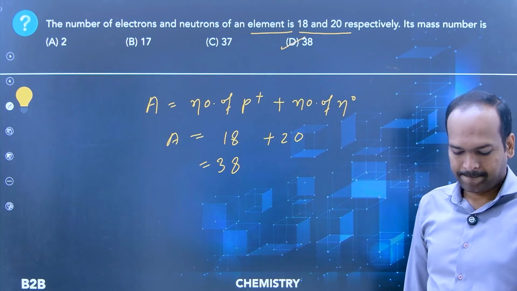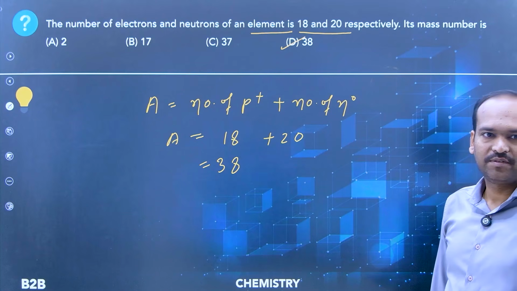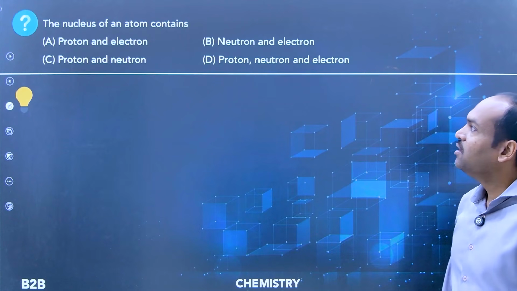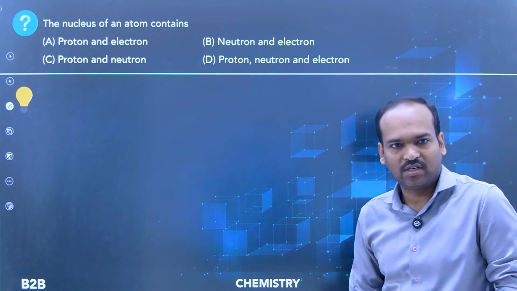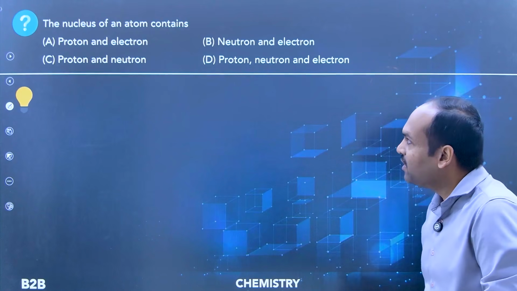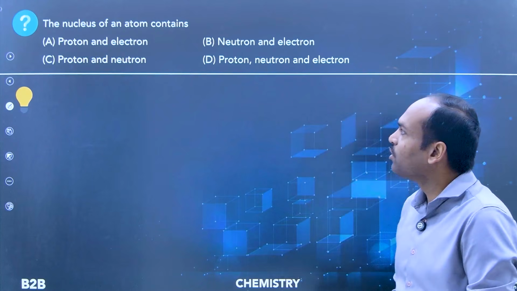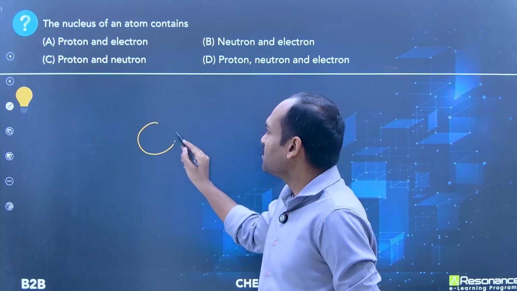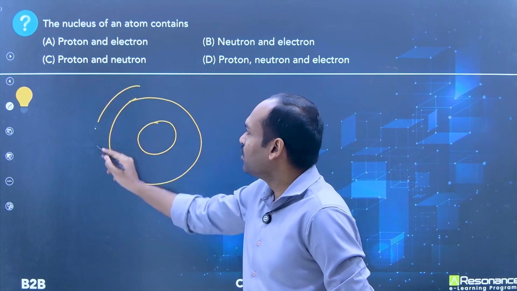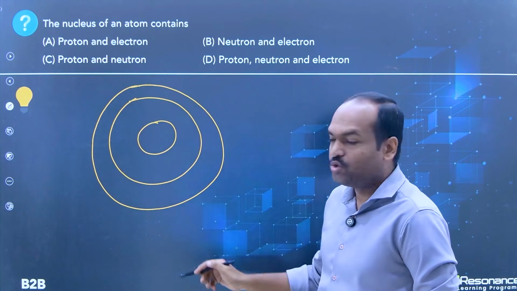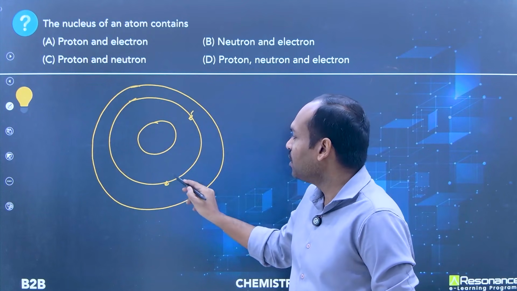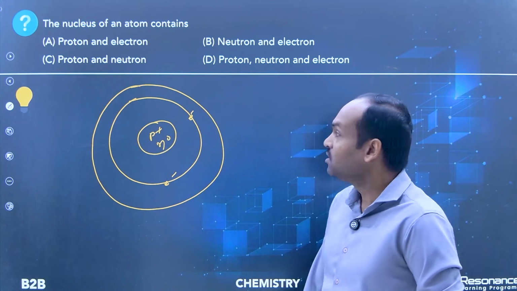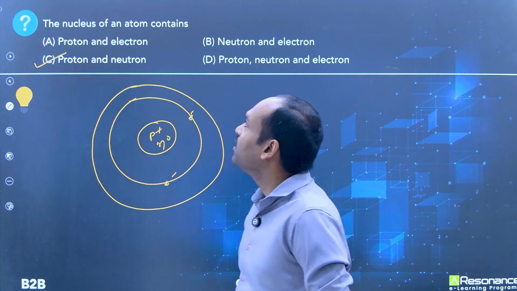Any doubt in this? Chalo. For the next part, the nucleus of an atom contains, very simple factual problem, beta. The nucleus of an atom contains proton, electron, proton and neutron, proton, neutron, electron. Suppose this is a nucleus, and these are the outer shells. In the outer shells, as you know, electrons are present. And in the nucleus, protons and neutrons, which are known as nucleons. So protons and neutrons are present in the nucleus of an atom.